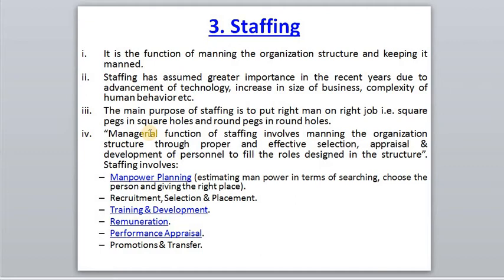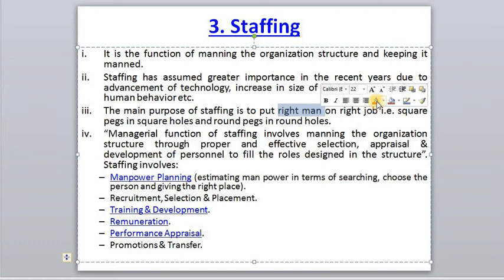Depending upon the increase in business and the complexity of human resources, we have to fix a particular man for a particular task. That is nothing but staffing. The main purpose of staffing is to put the right man. Yes, this word is again important.